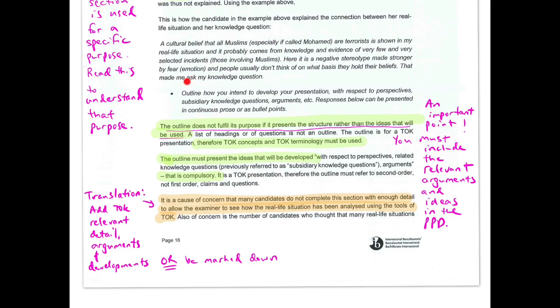Here's another bullet point, so that means another item on the PPD form. Outline how you intend to develop your presentation. Basically what they're asking for is what concepts and terminology you are going to use. This is a difficult part. They're asking you to write it all down. The outline does not fulfill its purpose if it presents the structure. So don't tell them you're going to do this and then this and then this. Tell them exactly how you're going to develop the points out. They're looking for a detailed outline of your argument. Again, they're making the point over and over again. The outline must present the ideas that will be developed. Compulsory, so it's required.